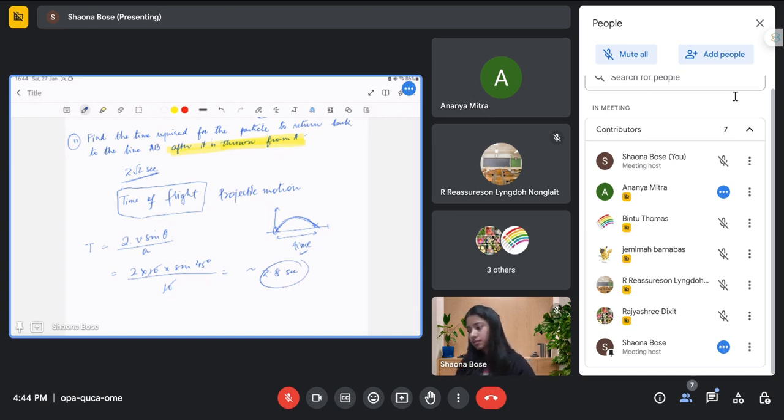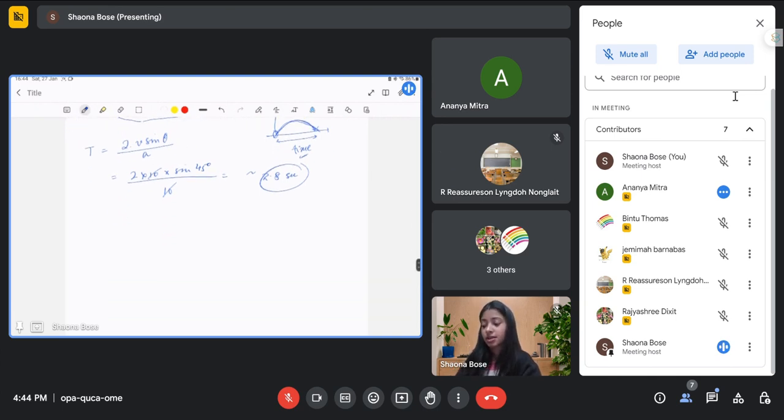So that is how you solve problems like this. Is this clear? If there is any doubt, please ask me. That is why I am here.